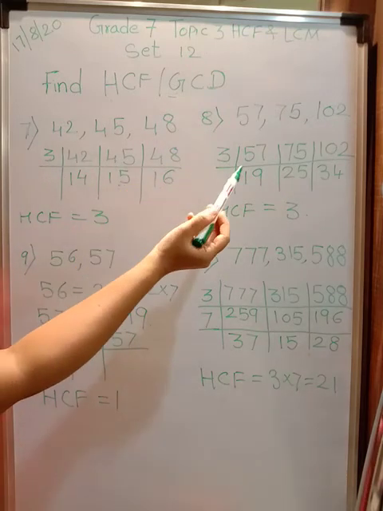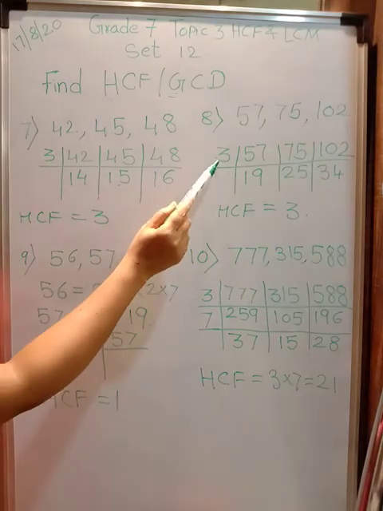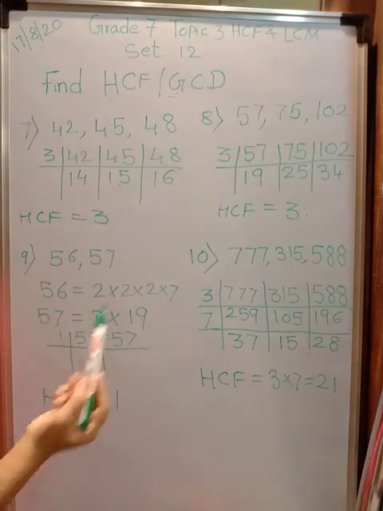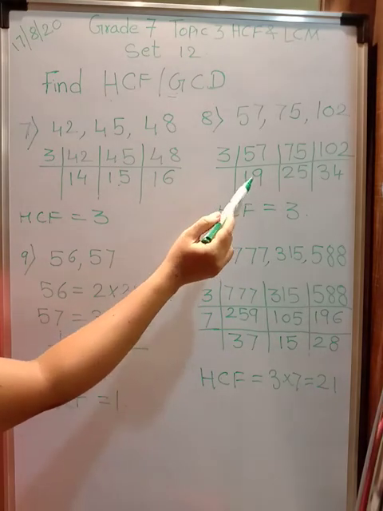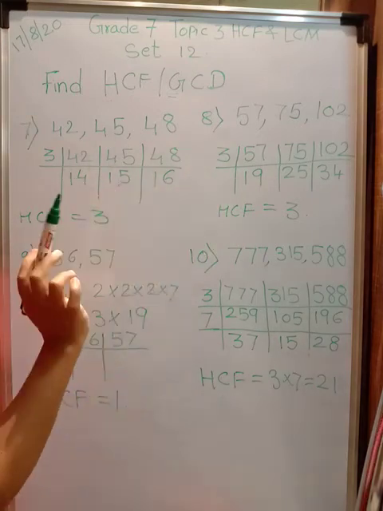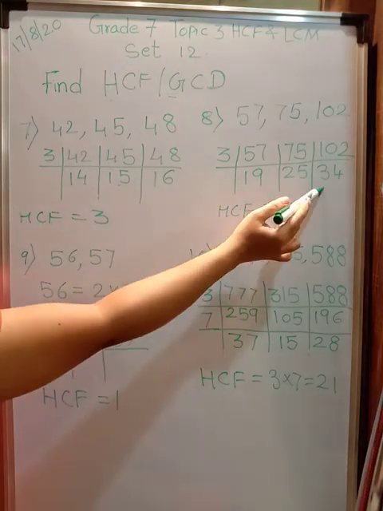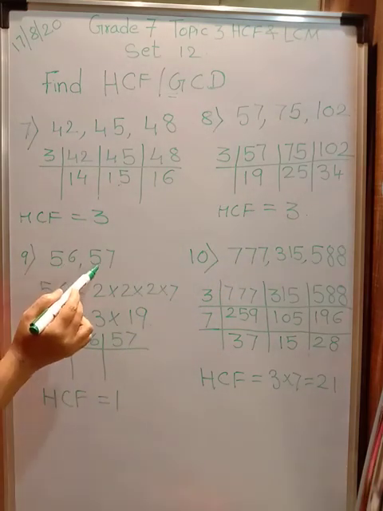Now look at the 8th problem, 57, 75, 102. By 3 all the numbers are divisible. You get 19, 25, 34. Once you get 19, 19 itself is a prime number, so it will be divisible only by 19 or 1. And these two are not divisible by 19. So we have to stop here. HCF is 3.